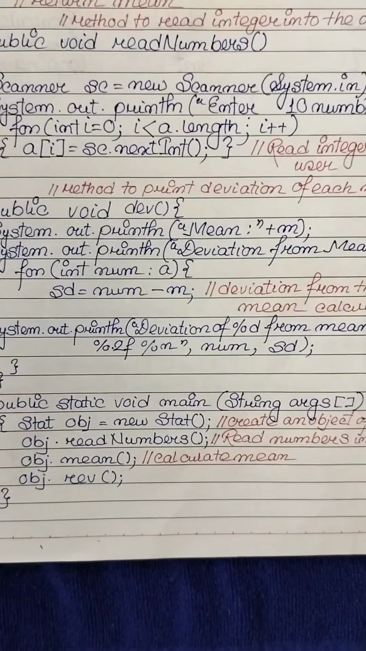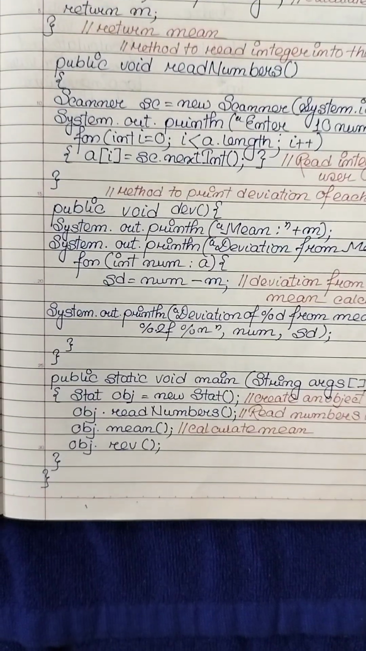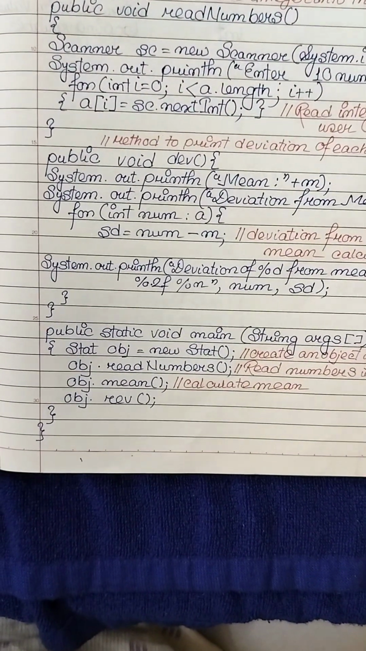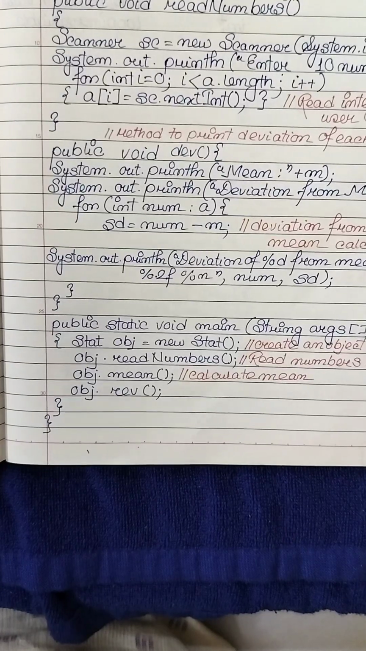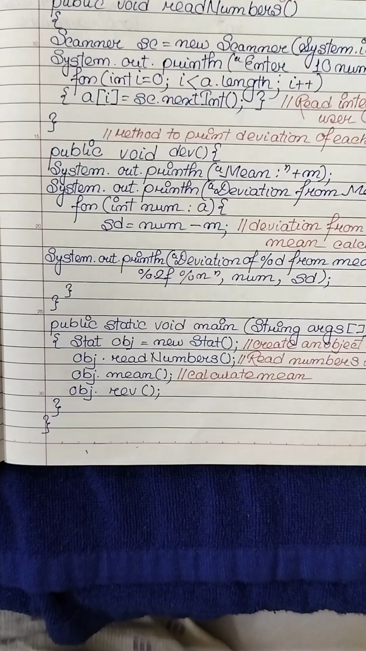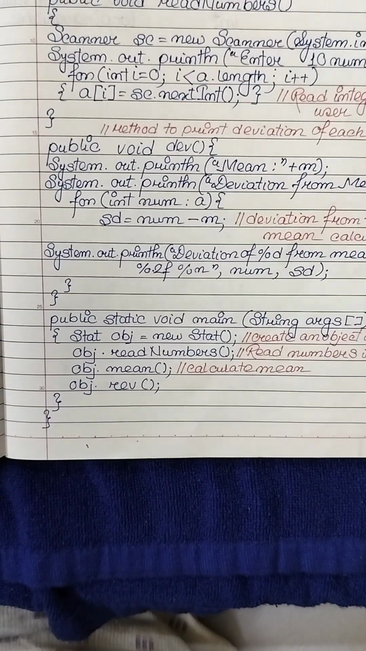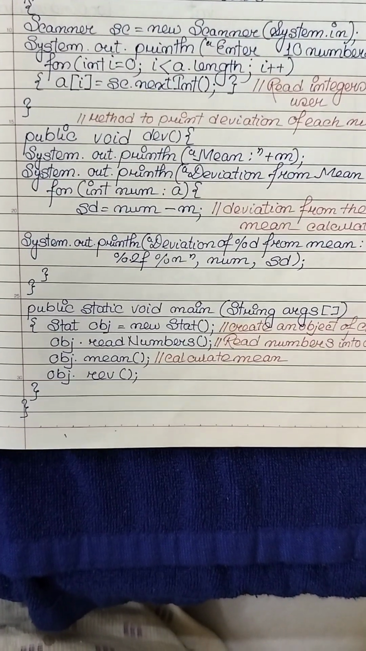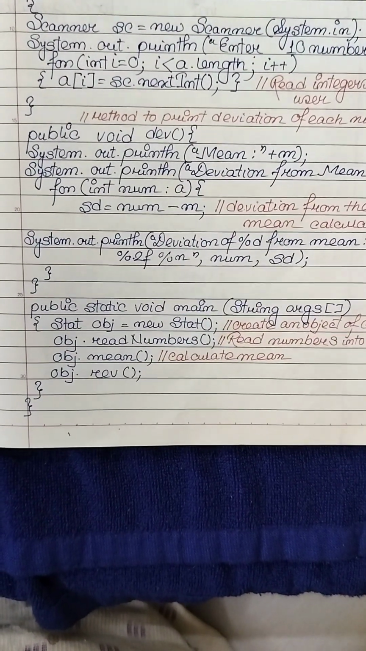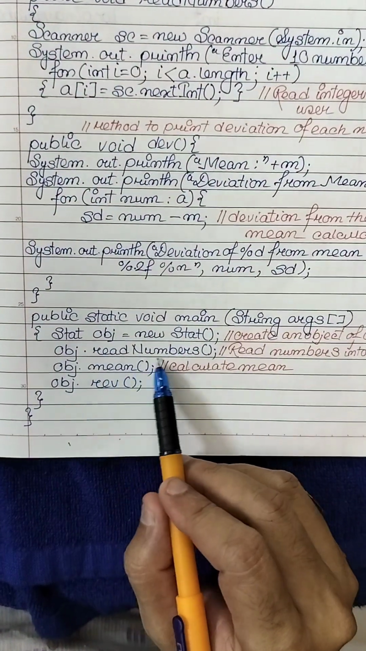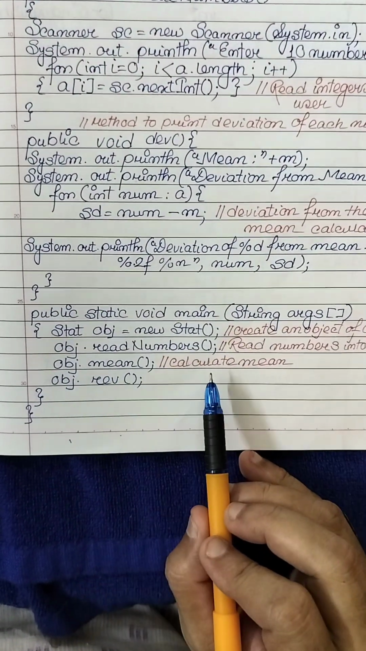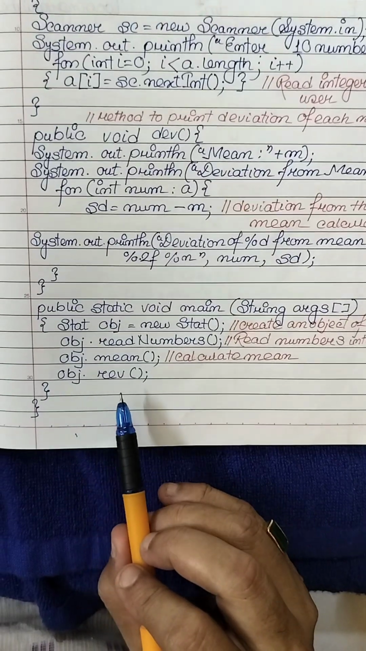Now the last part. Public static void main(String args). We are creating an object of the stat class: stat obj is equal to new stat. Obj dot readNumbers, that means read numbers into the array. Obj dot mean to calculate the mean, and obj dot dev.